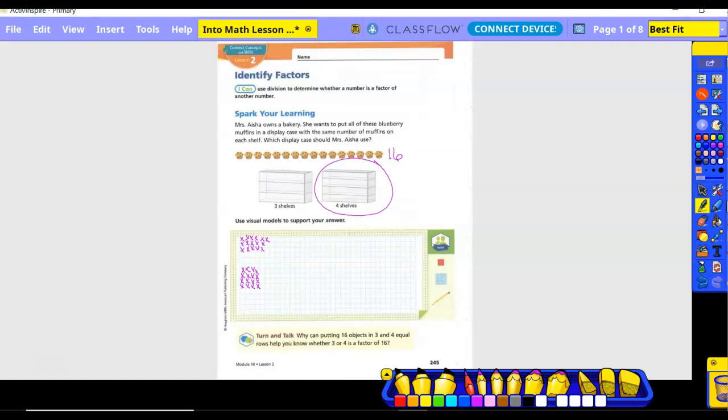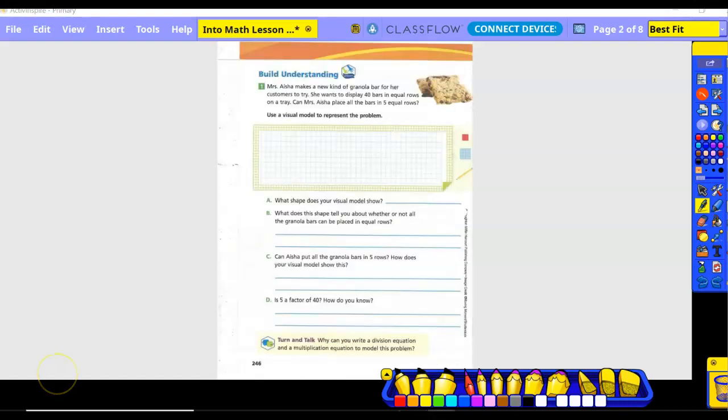I could have done 16 divided by 4, or I should know that 4 is a multiple of 16, but is 3 a multiple of 16? No. So automatically I should have known that without having to draw a picture, right? Or 4 is a factor of 16. If I took 4 times 4, do I get 16? Right. Can I take some number times 3 as a factor to get 16? No.